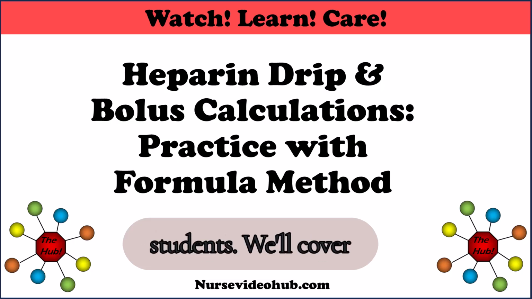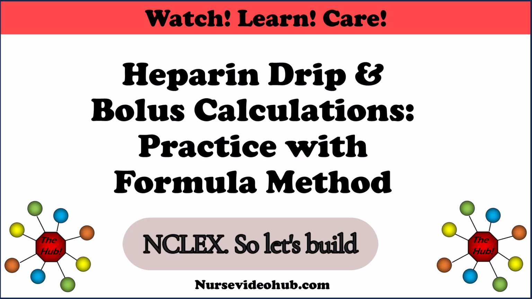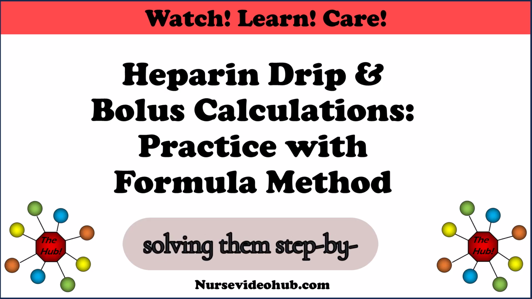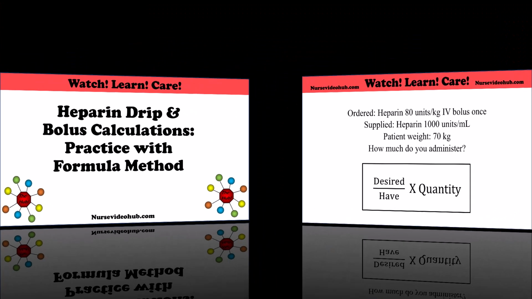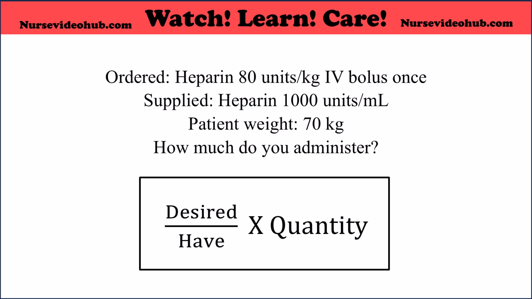skill for nursing students. We'll cover how to calculate a heparin IV bolus, a weight-based heparin drip, and how to adjust the dose based on an aPTT lab result. These are common problems you'll see in clinical practice, exams, and the NCLEX, so let's build your confidence by solving them step by step. Here's the first scenario, administering a heparin bolus.